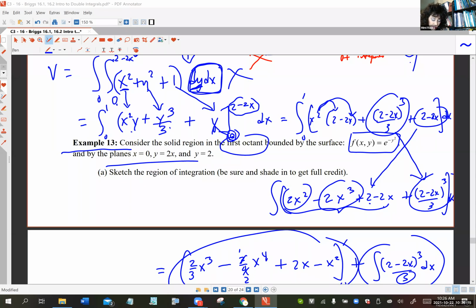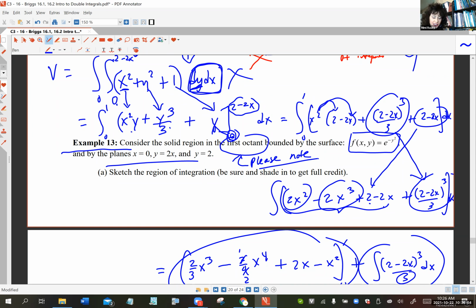Okay? So we're going to look at example 13. And we have the capping surface f(x,y) equals e to the negative y squared. They're also telling us that we're in the first octant. Please note, not all the problems will tell you this, because some of them aren't restricted to the first octant. Sometimes I'll tell students the first octant, and then they wrongly think or misinterpret my words, and they go, oh yeah, every single problem in the book is all going to be first octant. No, please do not assume that, ever.